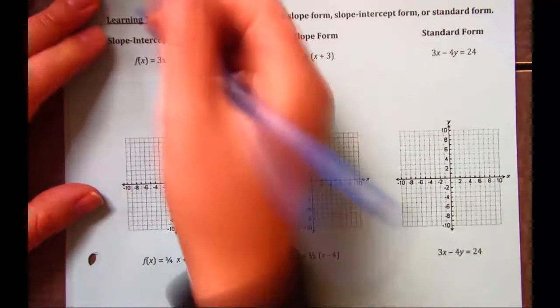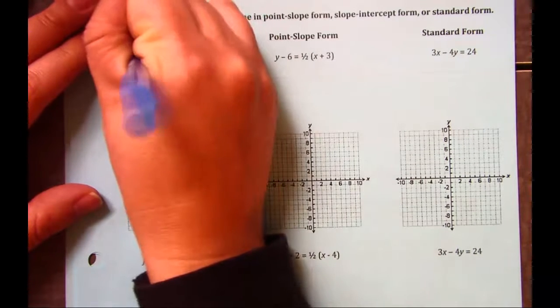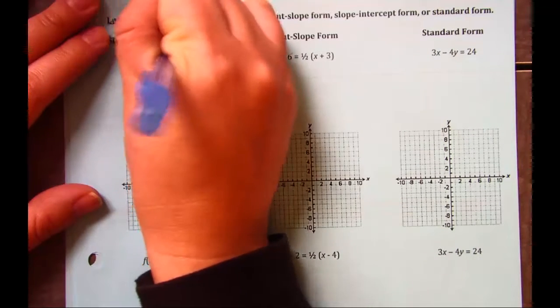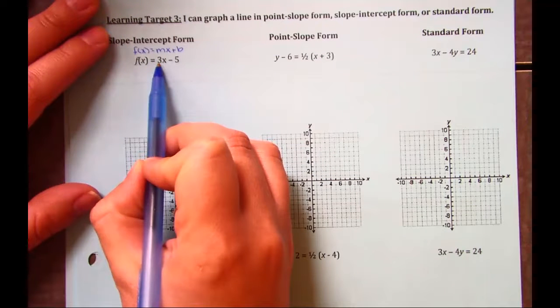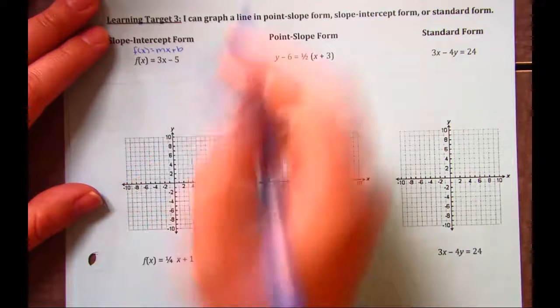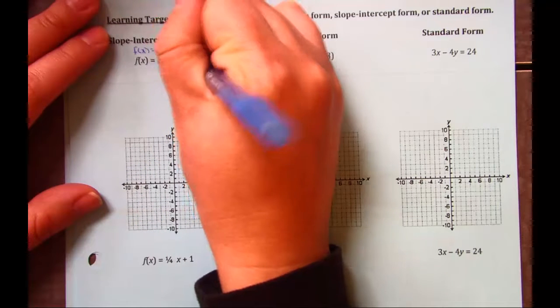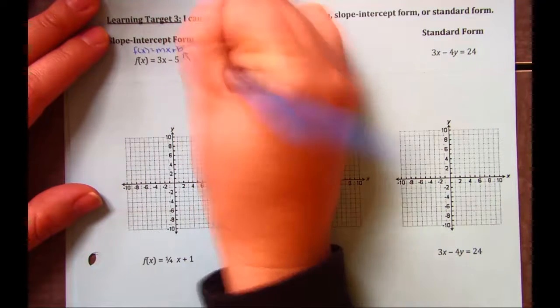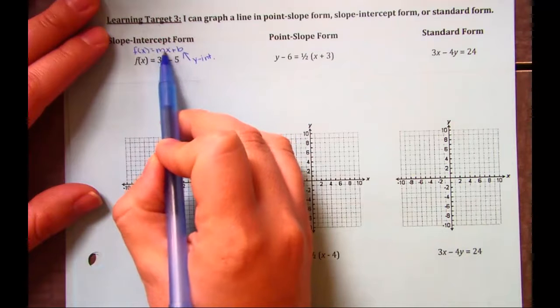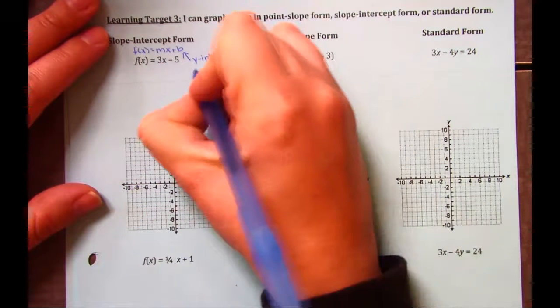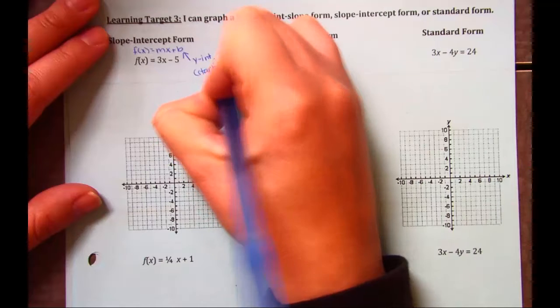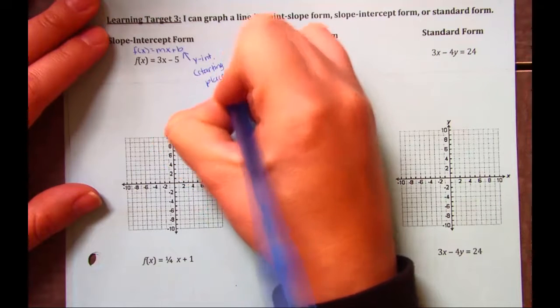In slope intercept form, remember, it's y or f of x equals mx plus b. M is the slope, that tells us where to go. And b is the y-intercept, because if you put 0 in for x, that goes away, and you're left with b as the y-intercept. That is your starting place.